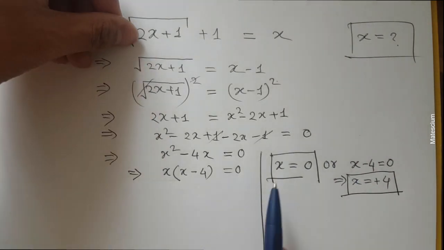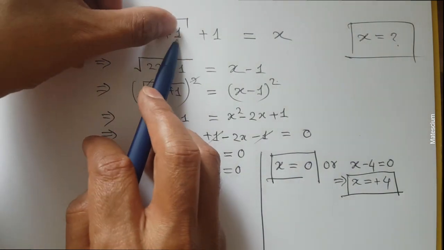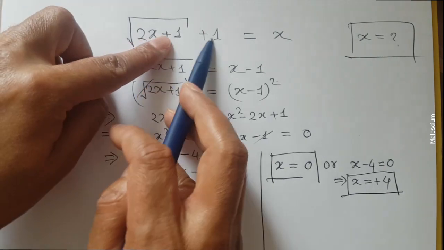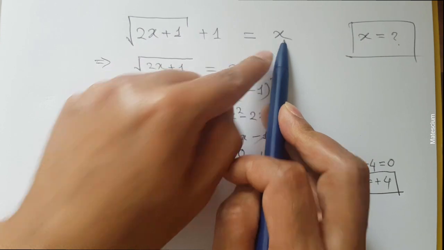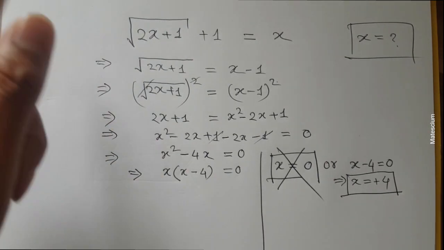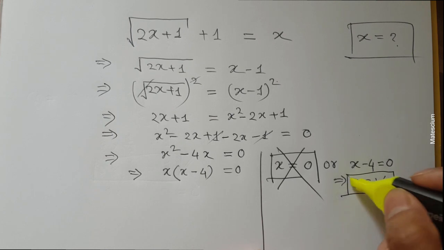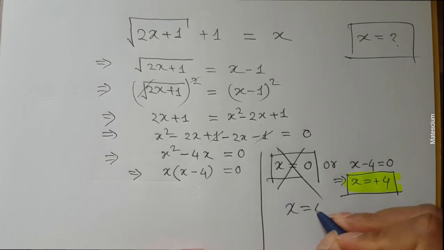Look at here, if I place x is equal to 0, that means 2 times 0 is equal to 0, and then the square root of 1 is 1, and then plus 1. 1 plus 1 is equal to 2, the left hand side is 2, and here x is equal to 0, that means 2 is equal to 0. So x is equal to 0 is not a valid solution for this equation, and the valid solution for this equation is x is equal to 4. I am just showing you how to solve this simple calculation here. So the answer is x is equal to 4.